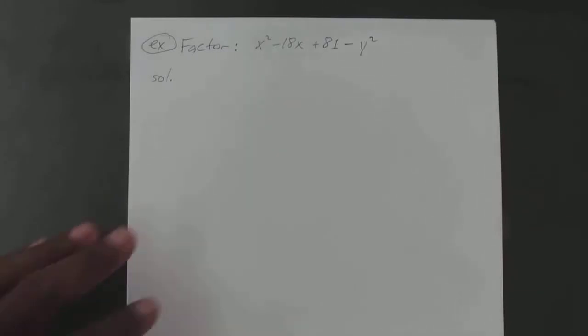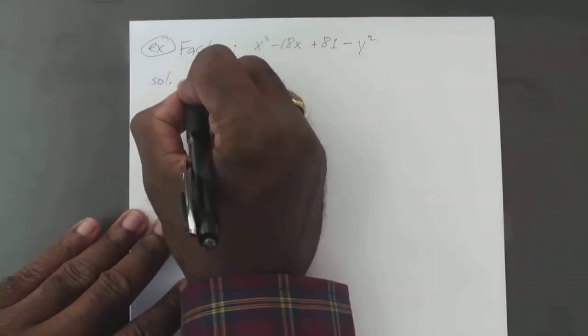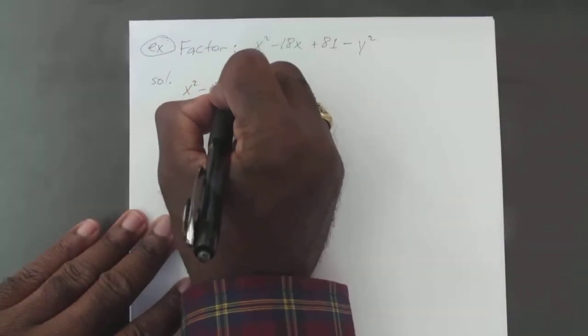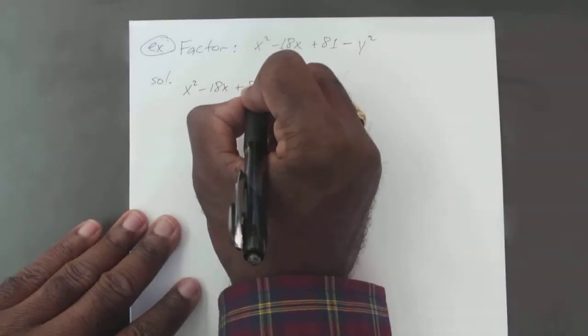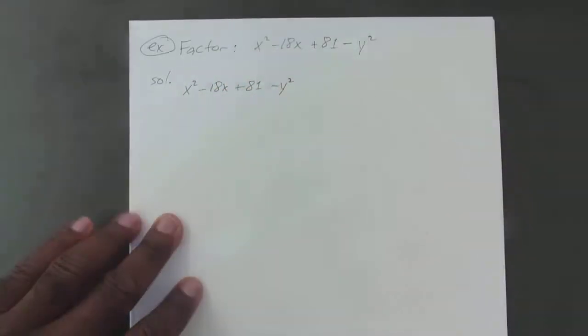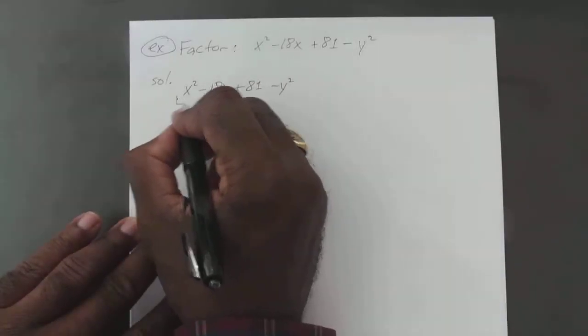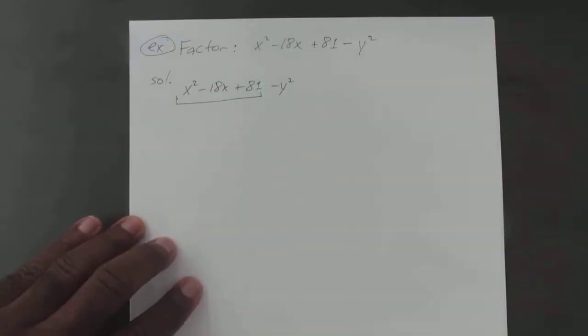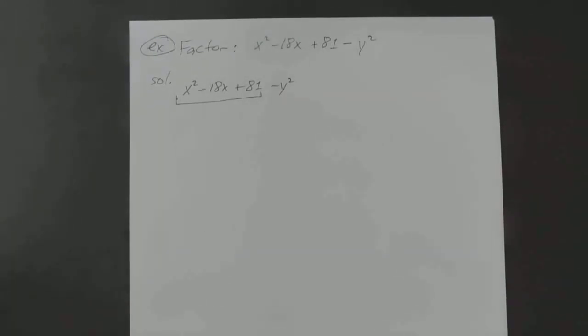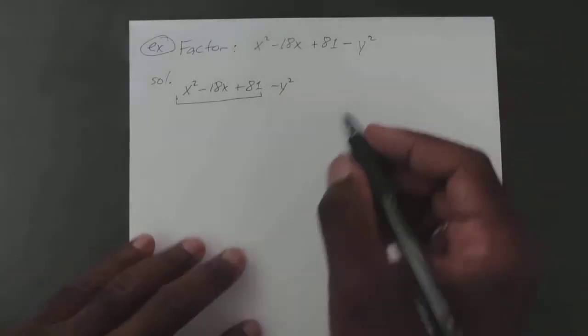Alright, let's start on this one. You have x squared minus 18x plus 81 minus y squared. The first thing you want to do is check to see if the first three terms are a perfect square, which they will be.